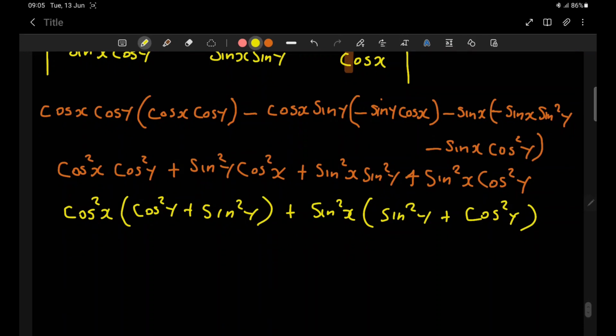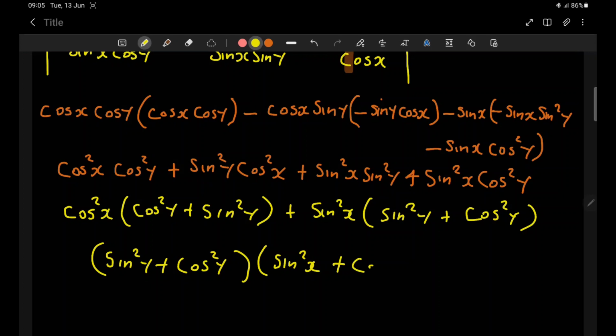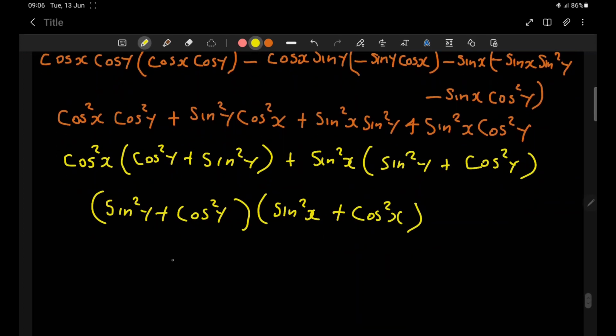Then here we can use the grouping of terms method, where we factor out what is common, since this is the same thing. That means we'll be left with sin squared y plus cos squared y, and sin squared x plus cos squared x. And by trig identity, this is 1, this is 1, just giving us 1.